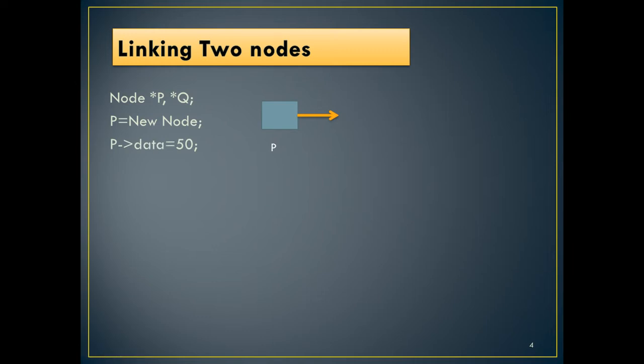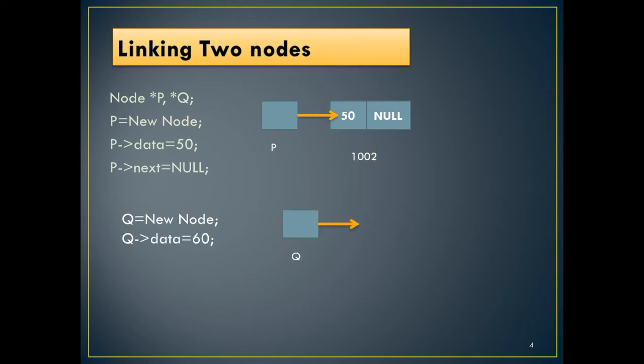For linking purpose we require two nodes, hence we declare two nodes, that is p and q. First of all we create the first node, that is p is equal to new node, and then assign the value for that particular node, that is p points to data is equal to 50 and p points to next is equal to null, and the address for this particular node p is 1002. Then the next node. For creation of the next node we also require q is equal to new node, then q points to data is equal to 60 and q points to next is equal to null.